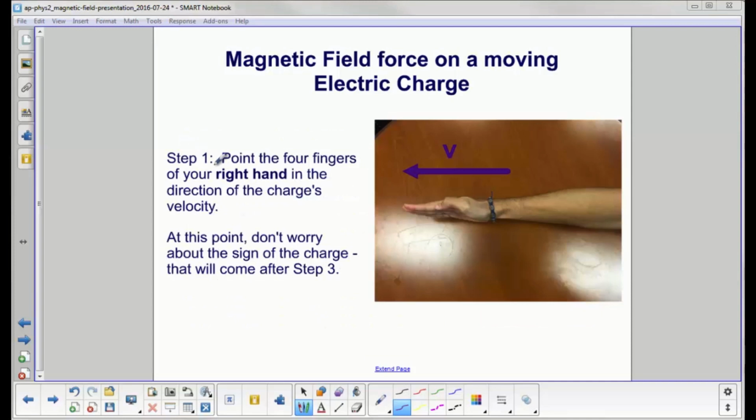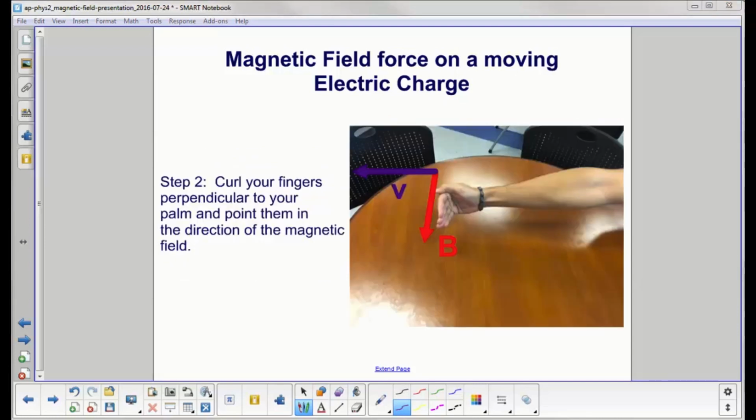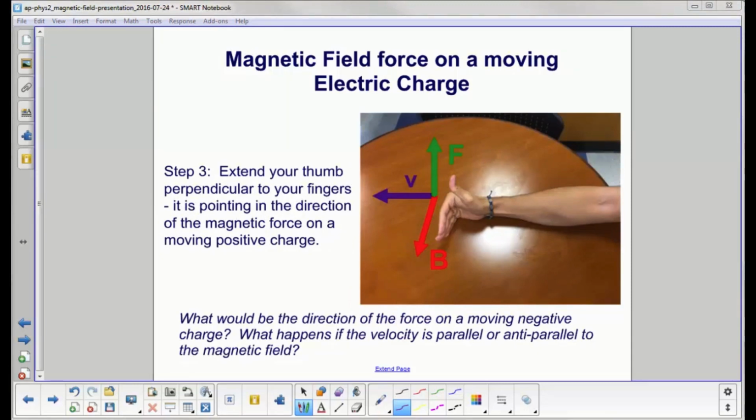Step 1. Point the four fingers of your right hand, make sure you use your right hand, in the direction of the charge's velocity. At this point, don't worry whether it's a positive or negative charge. That'll come after step 3. Step 2. Curl your four fingers, perpendicular to your palm, and point them in the direction of the magnetic field. So we have the velocity of the charged particle, it's moving, and we have the magnetic field in this direction. And finally, step 3.